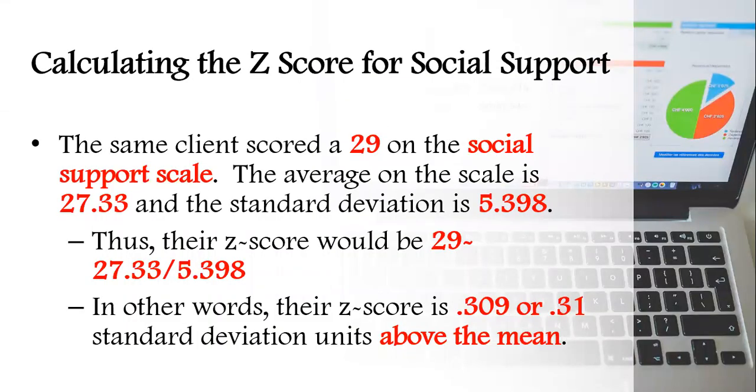Let's say that the same client scored a 29 on the social support scale. The average on the scale is 27.33, and the standard deviation is 5.398. Thus, their z-score would be 29 minus 27.33 divided by 5.398. In other words, their z-score on this scale would be 0.309, or 0.31, standard deviation units above the mean.